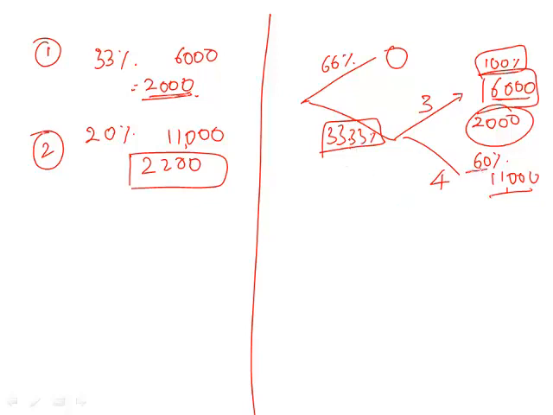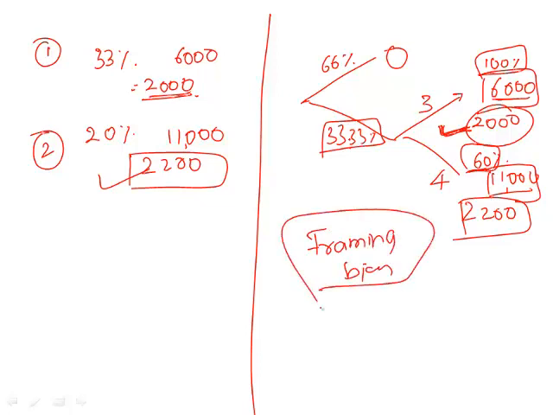33% into 60% is 20%. 20% into 11,000 gives us a payoff of 2,200, which means what you people did was, in this case you chose 2,200, whereas the same data presented differently, you ended up choosing 2,000. This is called as a framing bias.